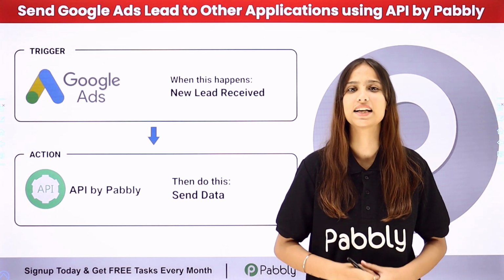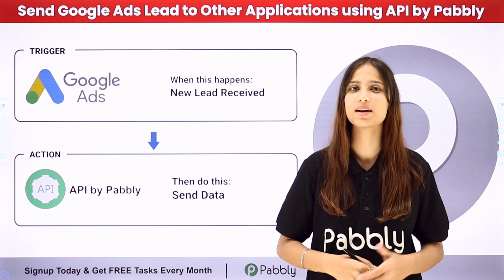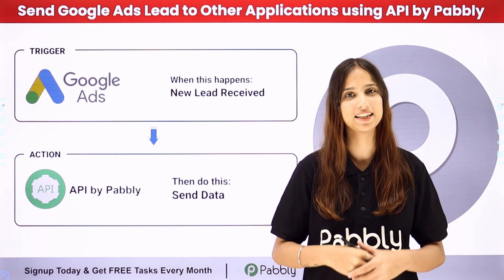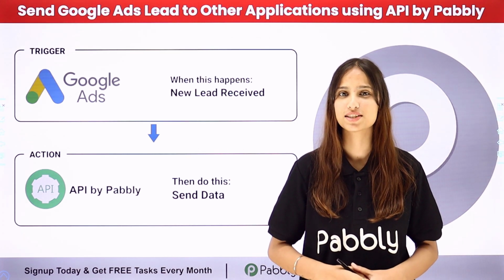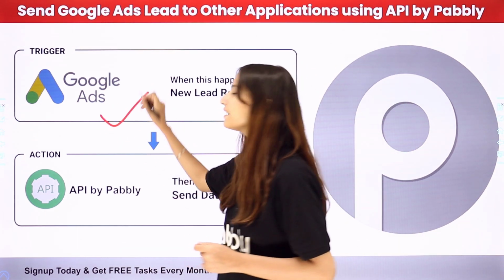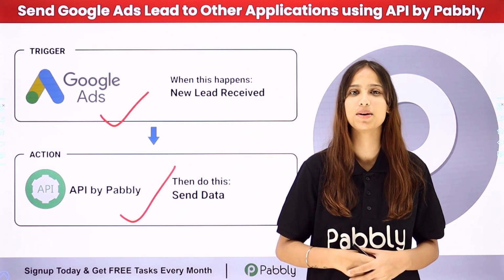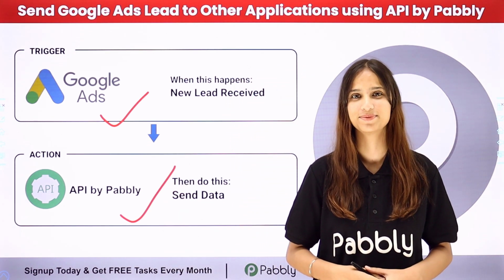To do this I need to set up a connection between these two applications, for which I am going to use this amazing automation software, that is Pabbly Connect. Pabbly Connect follows the concept of trigger and action. So here, my trigger application will be Google Ads and my action application will be API by Pabbly. If you want to learn more about this, follow me through the screen.